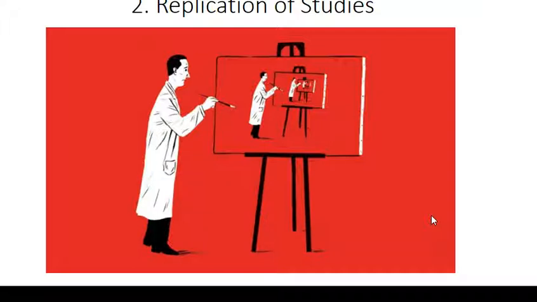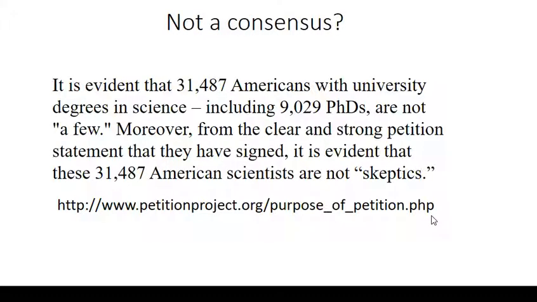So, is there a consensus? Does everybody agree that there's global warming? Well, not really. I went to this website, and found out that there's 31,000 Americans with university degrees, including over 9,000 with PhDs, that signed a statement that basically they don't think that global warming is a man-made phenomenon. So, well, it's a pretty sizable number of people that don't agree.